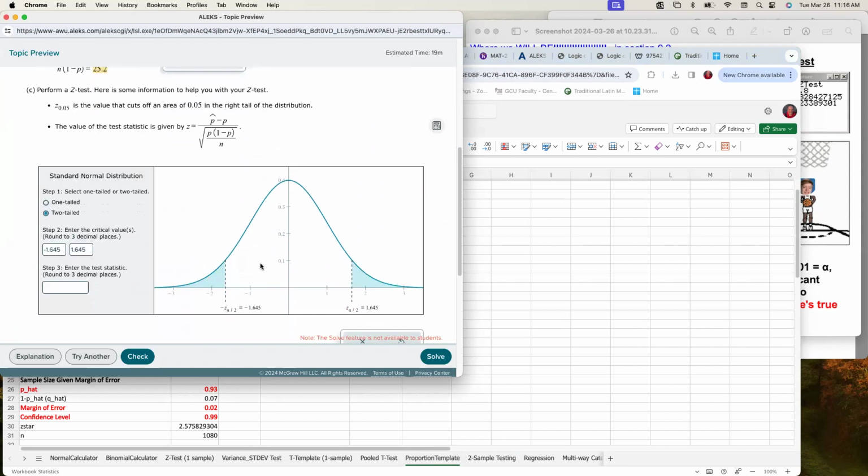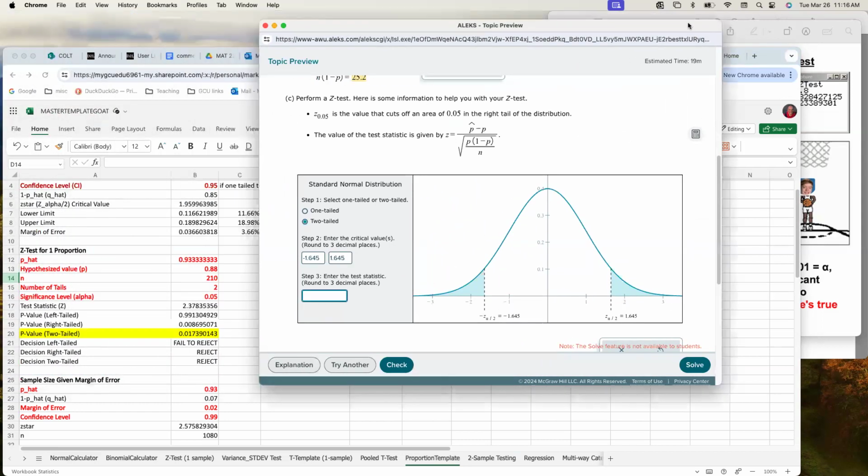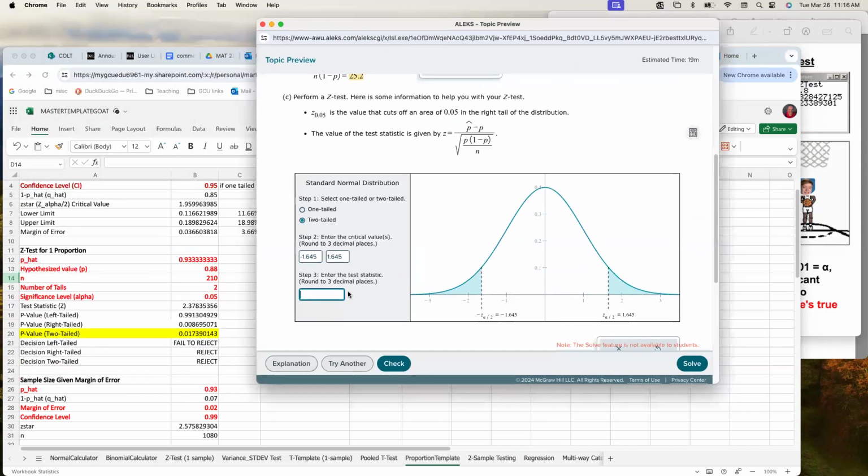Okay. So what I'm going to do is just type that Z statistic in here. So let me move this around here again. So my Z statistic is 2.37. And they want 3 decimal places. So this is one of the joys of using Alex. Type in one little decimal place wrong, but marks incorrect. So there we have it.